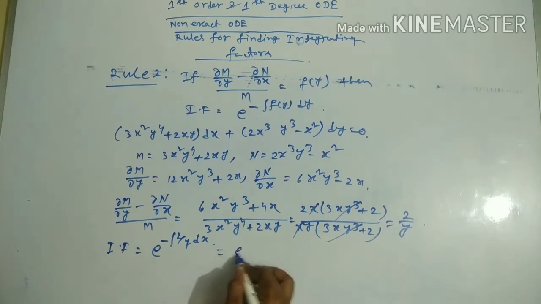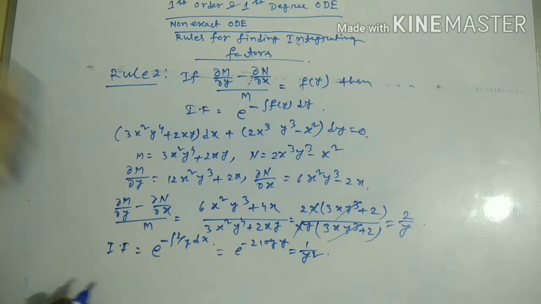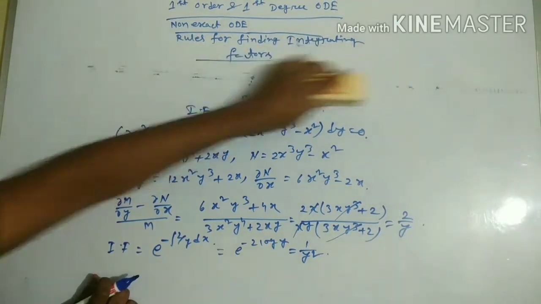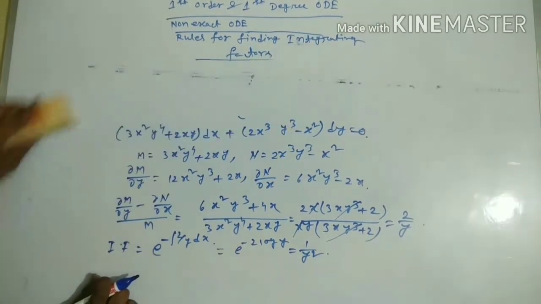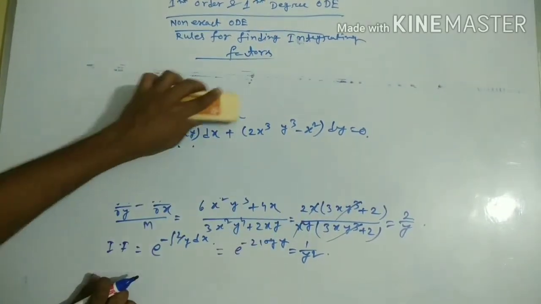So this will be e to the power minus 2 log y, and this is equal to 1 by y square by property of logarithm. So 1 by y square is the integrating factor. Now I will multiply the given ODE by the integrating factor.